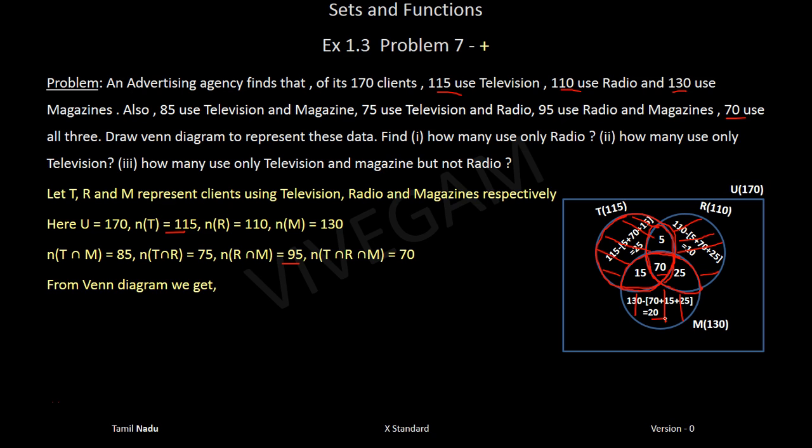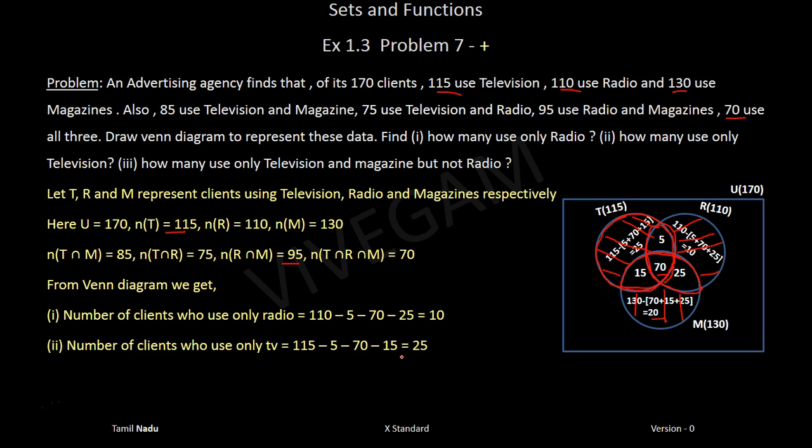Okay, so now let's put out all. From Venn diagram, number of clients who use only radio is this area, right? So that is 110 minus all this intersection. Total number of people using radio is 110. But this 5 use radio and television. And this 70 use radio, television and magazine. And 25 use radio and magazine. So all these 3 need to be subtracted from 110. So that is 10.